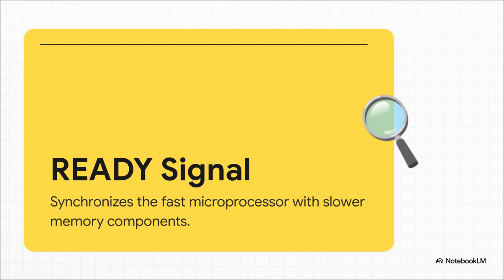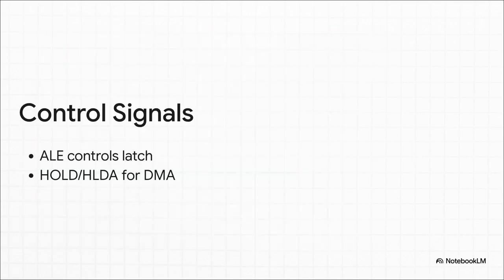The solution? The ready signal. The microprocessor actively checks this pin. If the ready signal is low, the fast microprocessor forces itself to pause and enter wait states until the slower memory finally says, "Okay, I'm ready, here is the data." And that ready signal is joined by a whole symphony of control signals that manage the system traffic. Our source mentions a few other really critical ones.